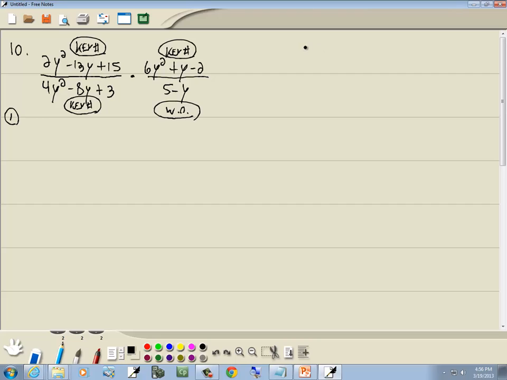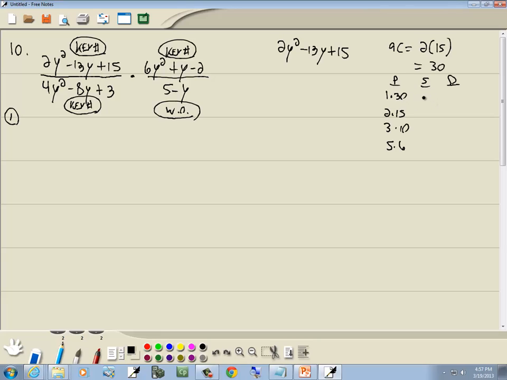So let's look at the 2y squared minus 13y plus 15. Again, with the key number, we take the number at the beginning times the number at the end, ignoring signs. So 2 times 15 is 30. And we got 1 times 30, 2 times 15, 3 times 10, 5 times 6.